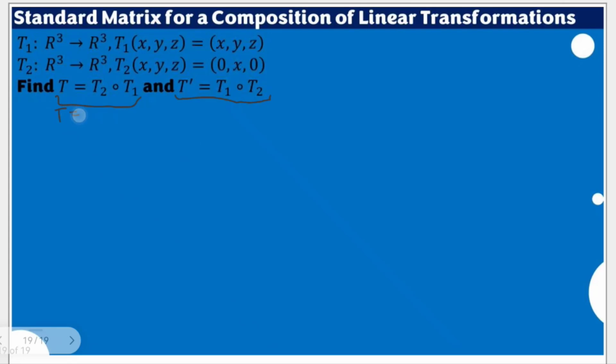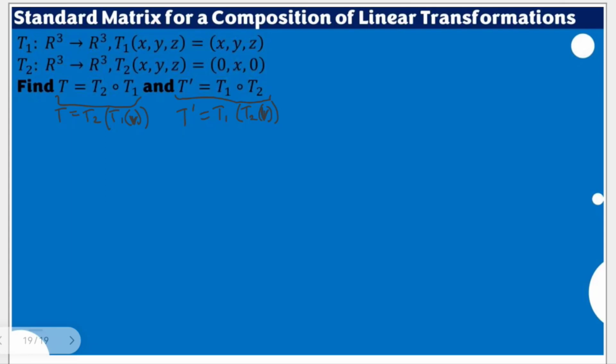Let me just rewrite this. This composition is equal to your algebraic composition in functions. So it's just like that. The T prime could be T sub 1 and then T sub 2 of V. Just like in a composition of functions, there's not necessarily commutativity for composition.